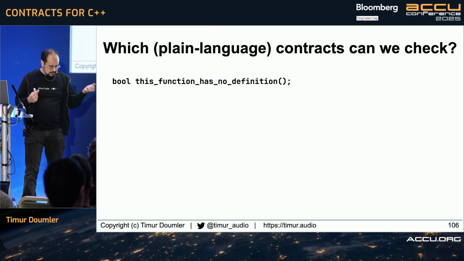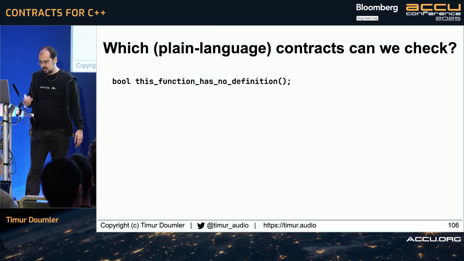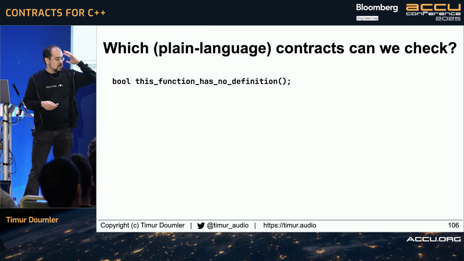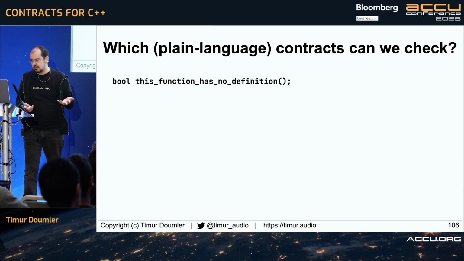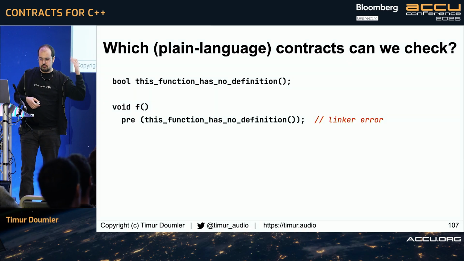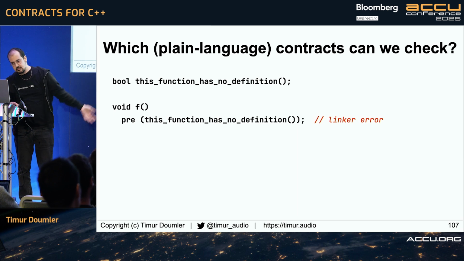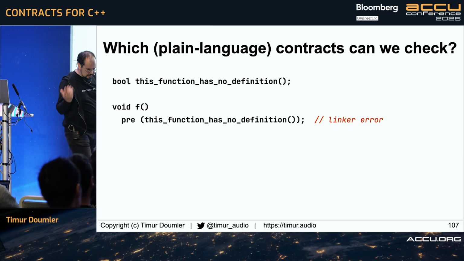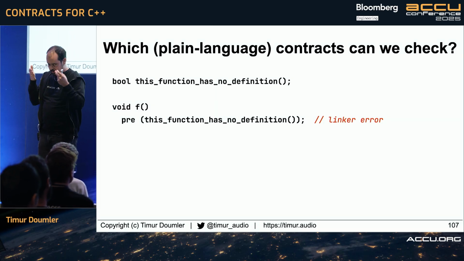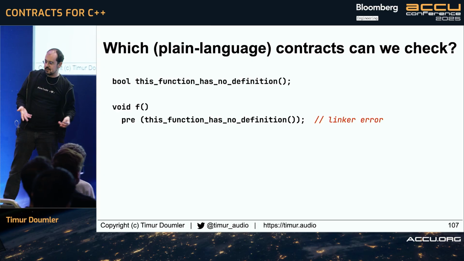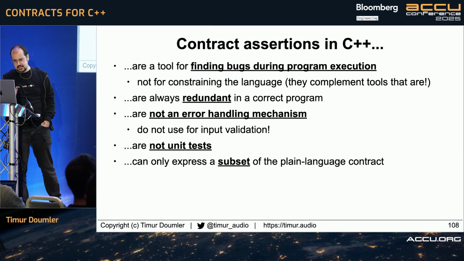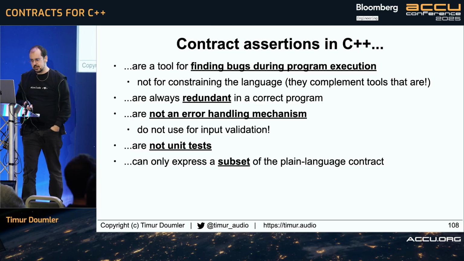Here's another thing that you cannot do with contract assertions in C++26. If you have a function that doesn't have a definition, there's no code you can run. If you try to write a precondition that calls that, you're going to get an error at link time because there is no code to run, right? So we're not talking about symbolic execution here or static analysis or something like this. We're talking about there's a Boolean expression we need to evaluate, right? Otherwise, you can't write it. So contract assertions can only express a subset of the plain language contract.